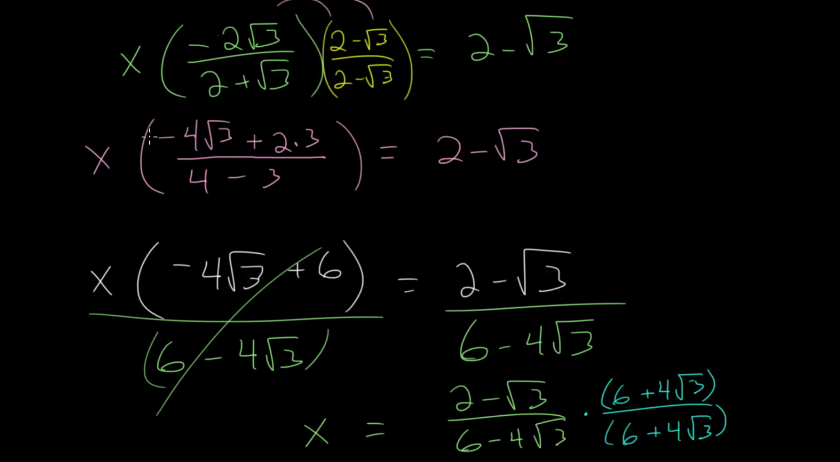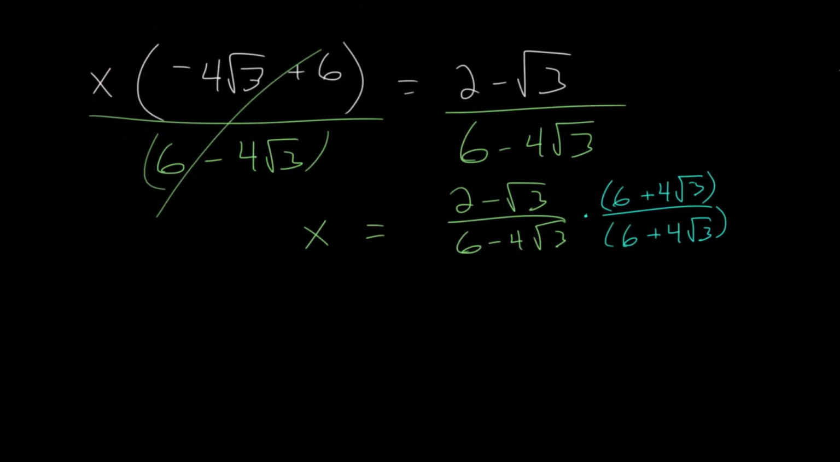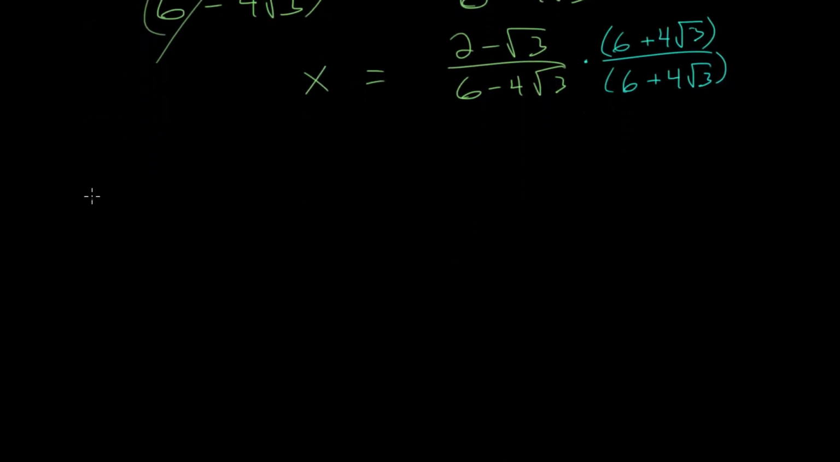So I encourage you, play around with these equations and experiment with different methods. Sometimes you'll find the fastest way, sometimes you'll take a longer route, but as long as you end up at the correct answer, that's what matters. So let's simplify this. We can start with this denominator since we have a difference of 2 squares, so that will simplify.